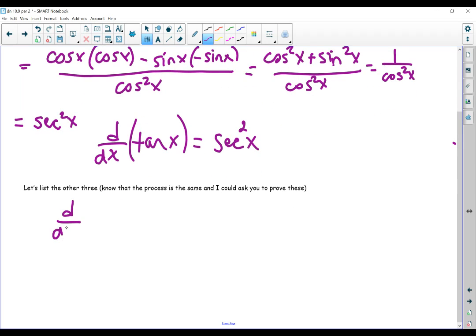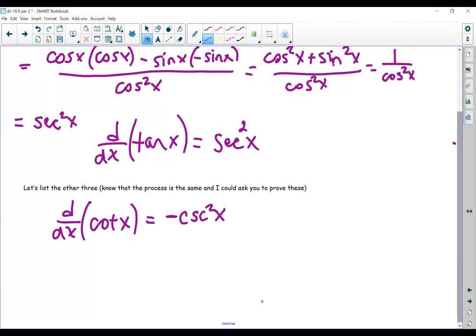cotangent, now I gave you a hint earlier, if I were to find the derivative of cotangent, it's going to be negative, and I know that since it starts with the letter C, but instead of secant squared, because the cosine and the sine switch, your derivative will have a sine on the bottom instead of a cosine, which is going to make it cosecant squared.